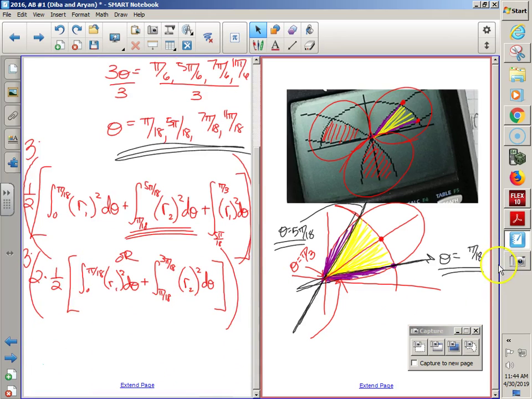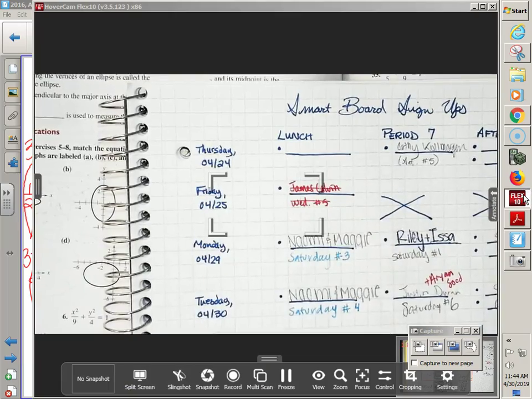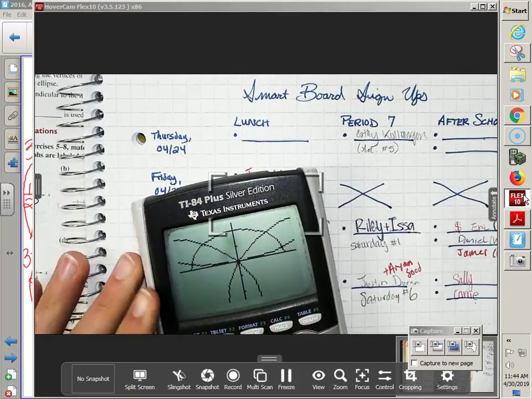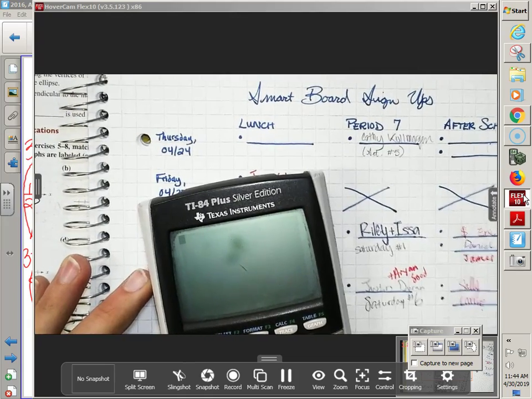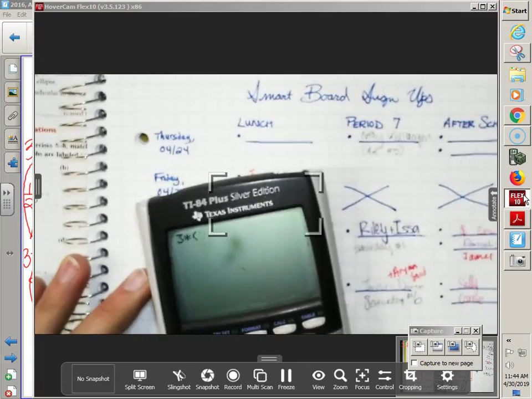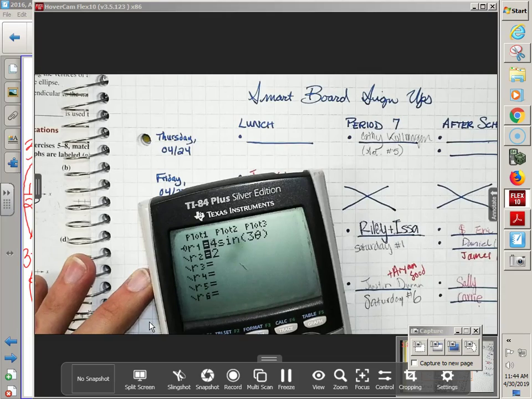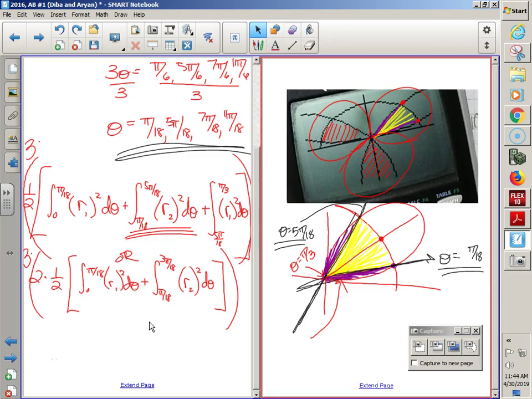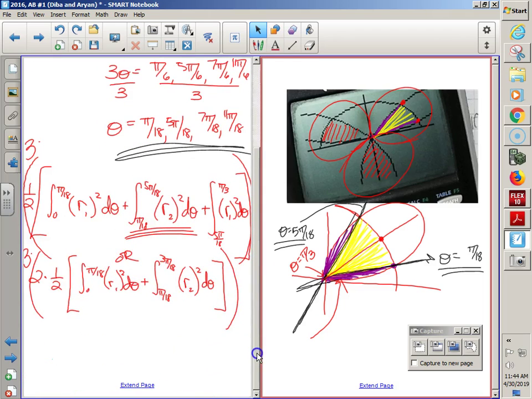I'm going to quickly throw this into my calculator since Deba and Riley walked out, and I have a little more time. I'm going to do the simpler version, which I think would be 3 times the 1/2 times 2. The secondary version just looks easier to plug into my calculator. Just double checking really fast, R1 is my 4 sine 3 theta, R2 is my 2.